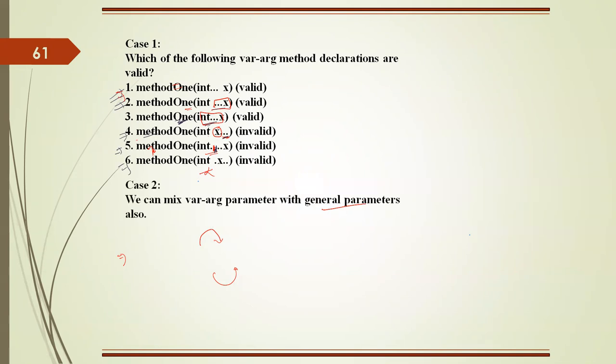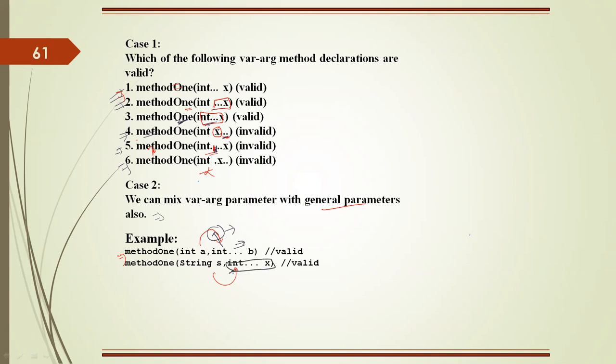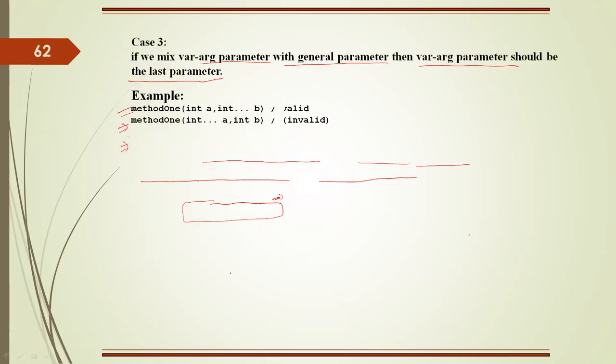Case two: we can mix varargs parameters with general parameters also. If you are passing another parameter inside the method, you can use it. But the condition is the varargs parameter should be declared last. The last argument you can pass as the variable argument. If you are placing it first and then a second parameter, you will get a compile time error.